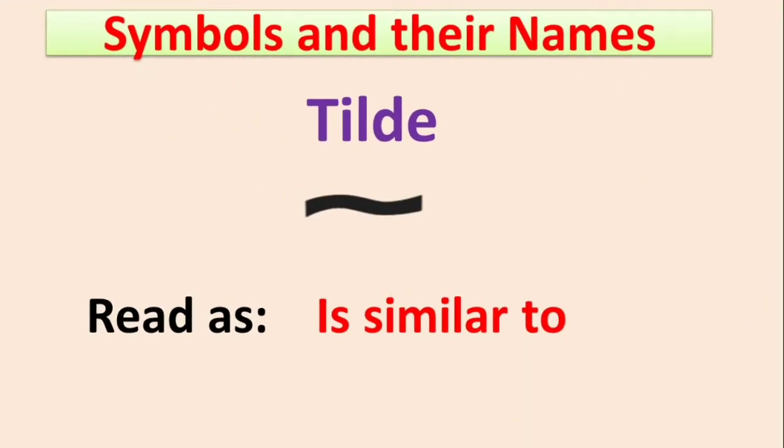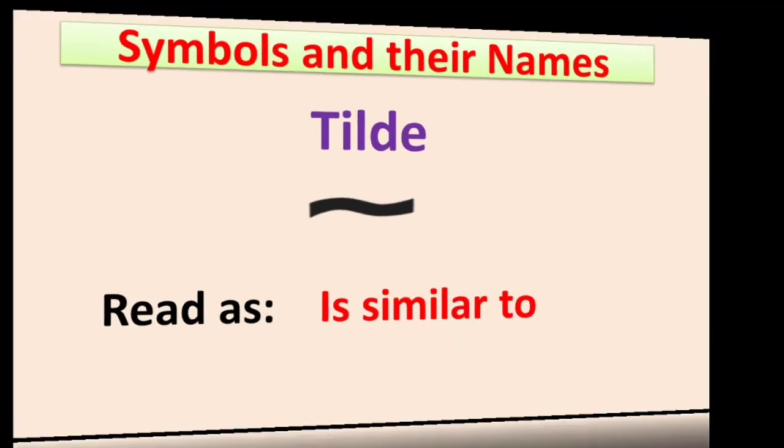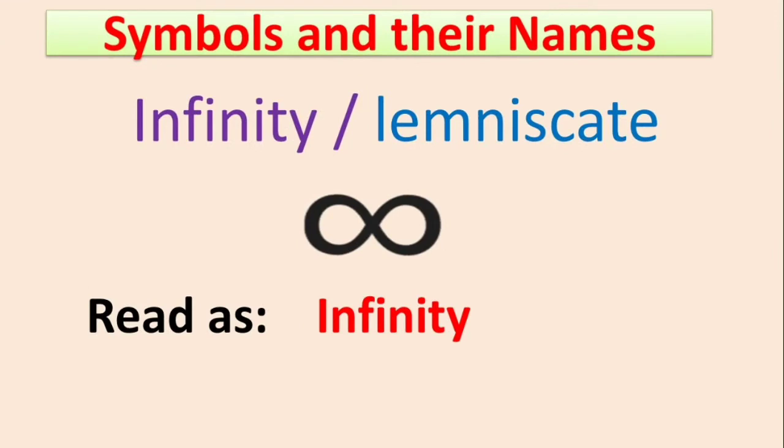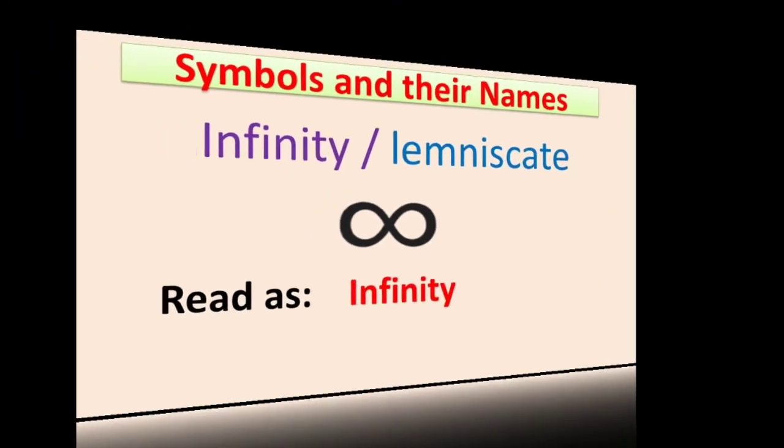The next symbol is tilde. It is also called as similar to symbol. It can be read as is similar to. The next symbol we have in this list is infinity. Some people say this symbol as lemniscate. It is read as infinity. Infinity means huge number that cannot be measured.